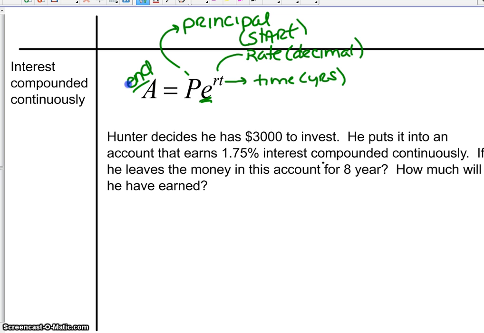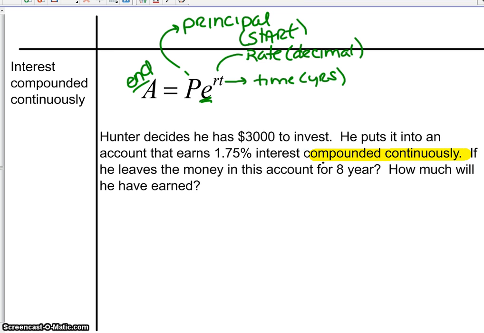So what we do is recognize that it's compounded continuously, which means I need to use PERT. When I read through this example, Hunter decides he has $3,000 to invest. He puts it into an account that earns 1.75% interest compounded continuously. As soon as I see that, I know I need to use the PERT formula. One thing I probably didn't mention in the last one is always write down the formula you're going to use, so you're plugging numbers in the correct spot.